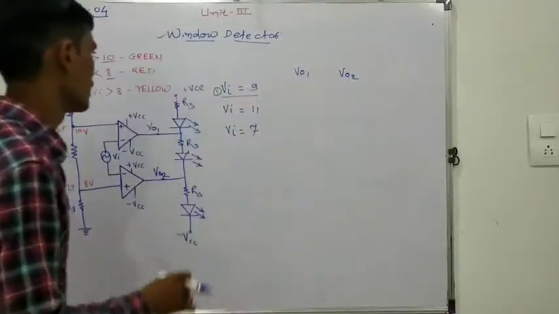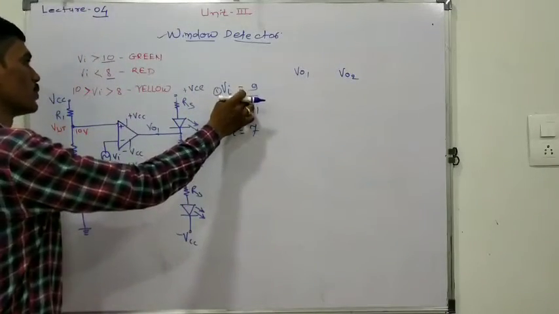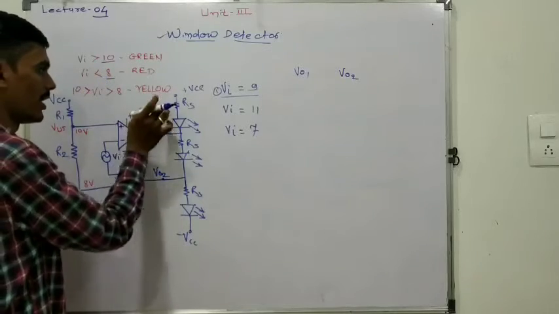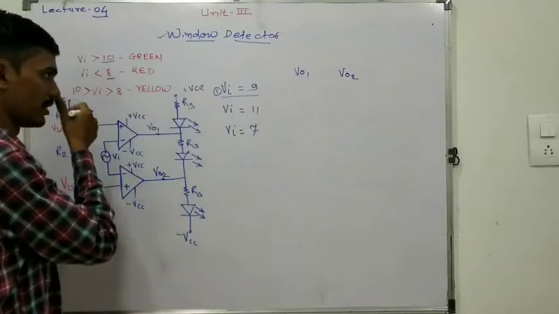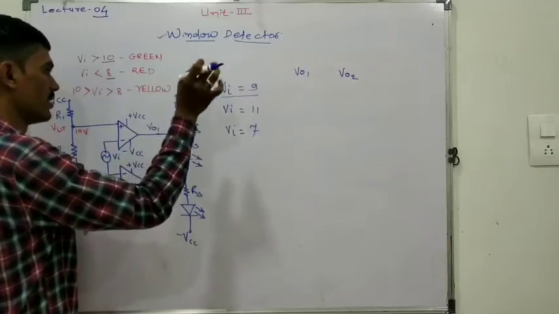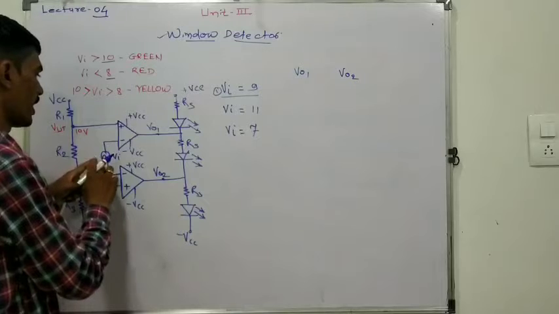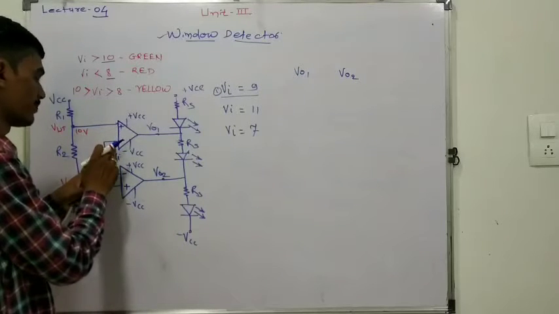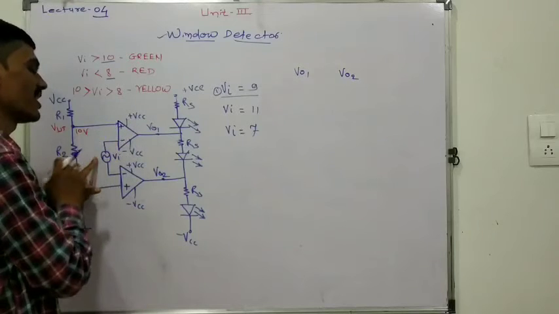VO2. So if we are providing VI equals 9, that is in between this range, we have to glow the red yellow LED. So out of this, which LED must be a red yellow LED? For that we are checking the condition VI equals 9. As we are providing 9 volt, it is less than 10 volt, as this is an inverting amplifier.